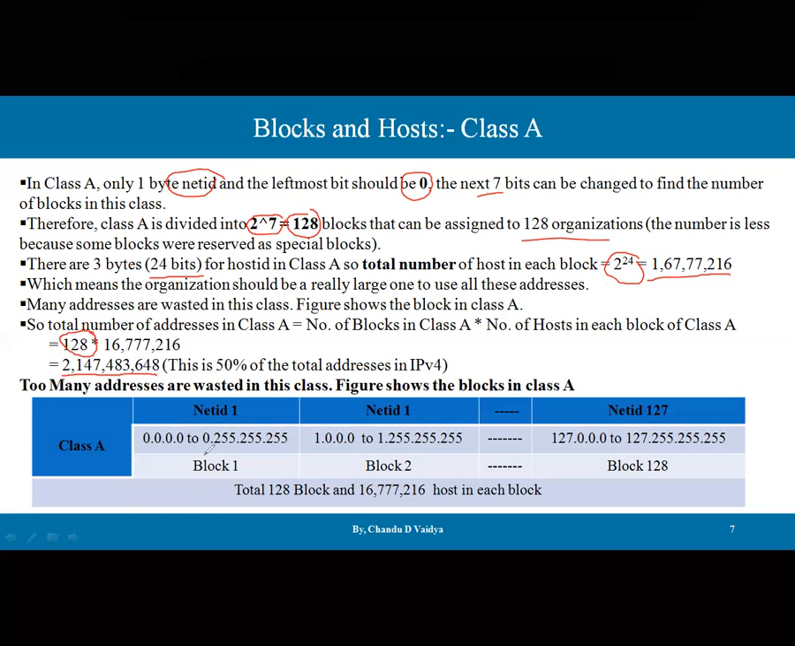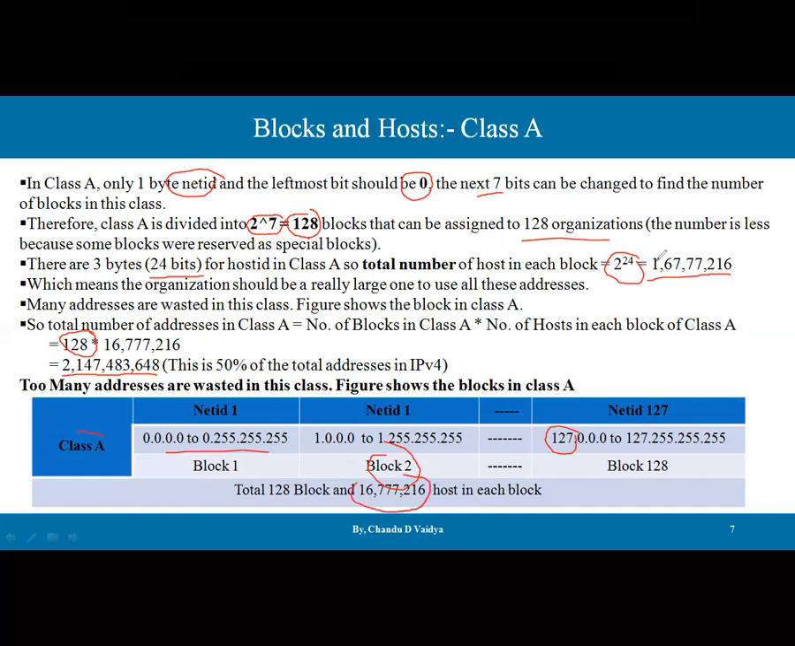If you go with the tabular form, class A net ID 0.0.0.0 to 0.255.255.255. This will be the first net ID, block 1. This will be block 2, because if you start with a 0, then 1.0.0.0 to 1.255.255.255, then up to 127. Okay, so 0 to 127, these 128 blocks are available, and in each block, this number of IP addresses are available.